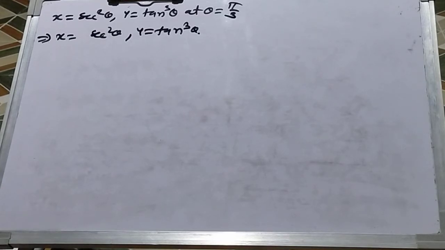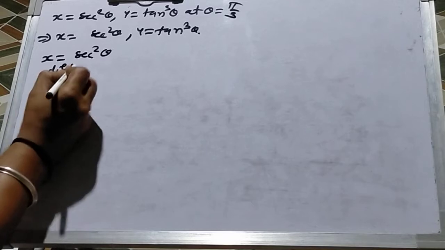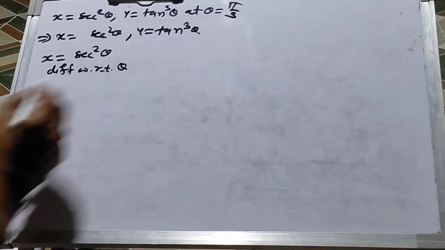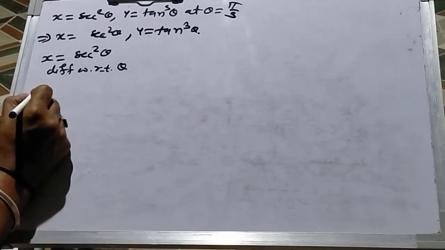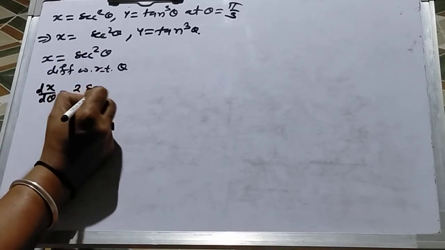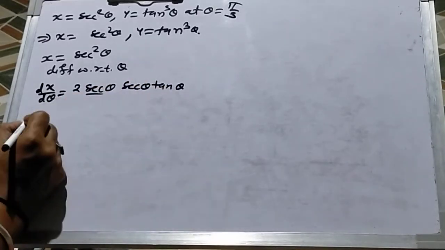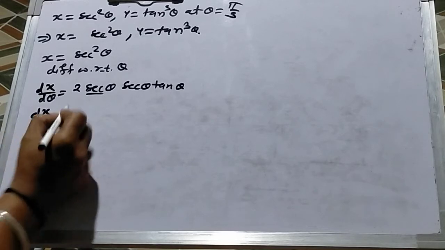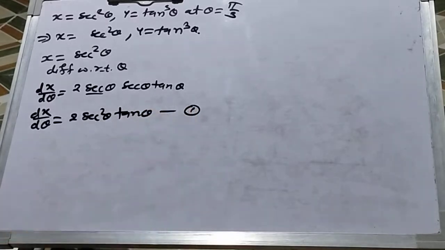So here the parameter is theta. So we differentiate x and y with respect to theta. Here x is equal to sec square theta, differentiate with respect to theta. So dx by d theta is equal to 2 sec theta into the derivative of sec theta, which is sec theta tan theta. So dx by d theta is equal to 2 sec square theta tan theta, call this 1.